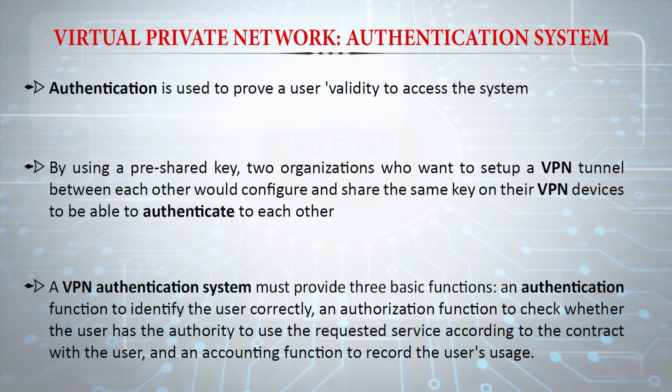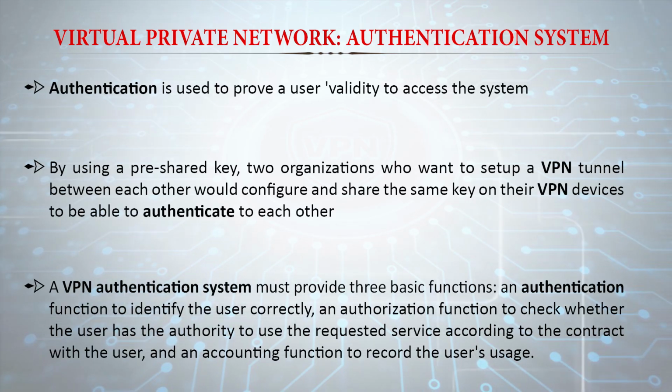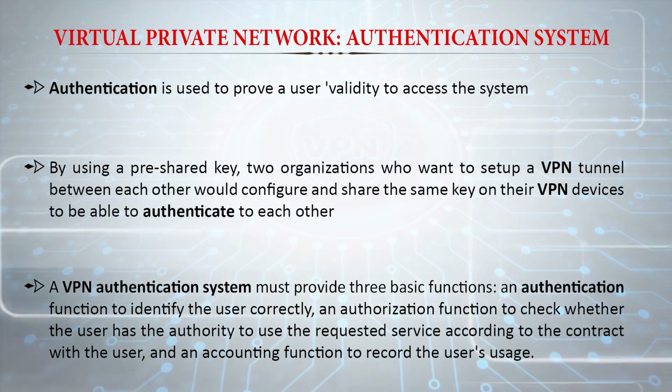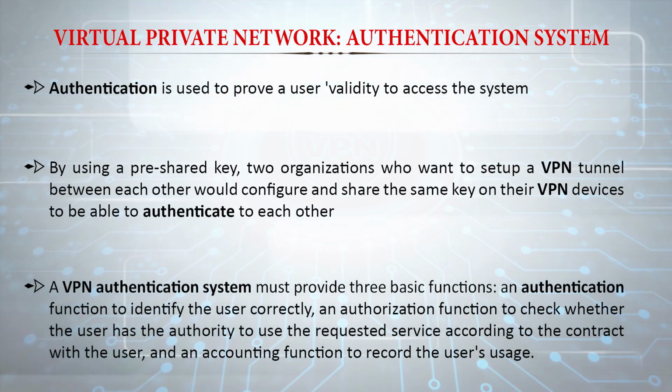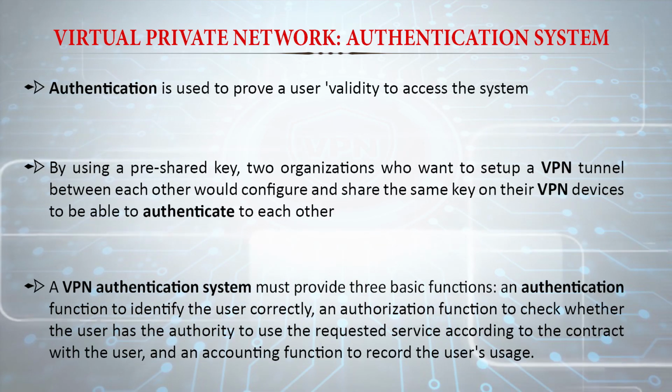A VPN authentication system must provide three basic functions: an authentication function to identify the user correctly, an authorization function to check whether the user has the authority to use the requested service according to the contract with the user, and an accounting function to record the user's usage. So these are the three basic functions they support: authentication is one, accounting is another, and third is authorization.